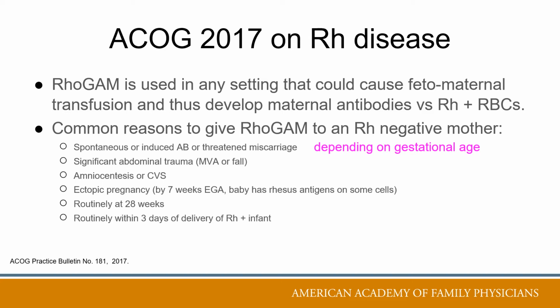Additional reasons to give RhoGAM to an Rh-negative mother include significant abdominal trauma, amniocentesis or chorionic villus sampling, and ectopic pregnancy. We do give this routinely at 28 weeks to Rh-negative mothers and then routinely within 3 days after delivery of an Rh-positive infant.